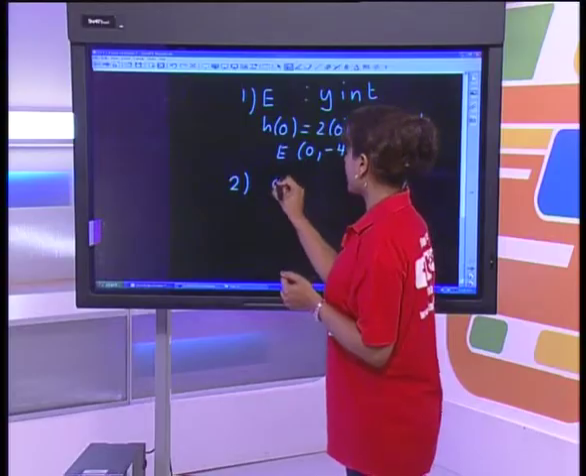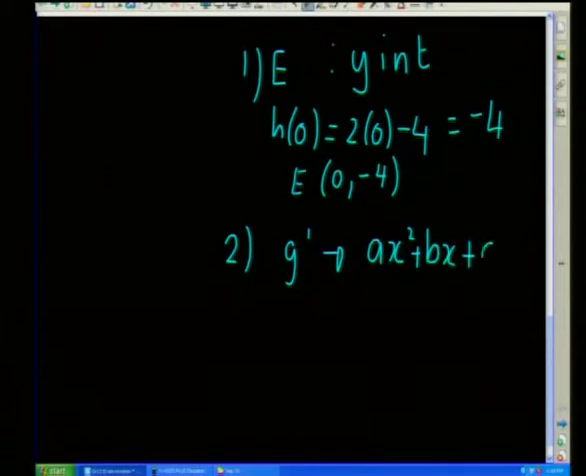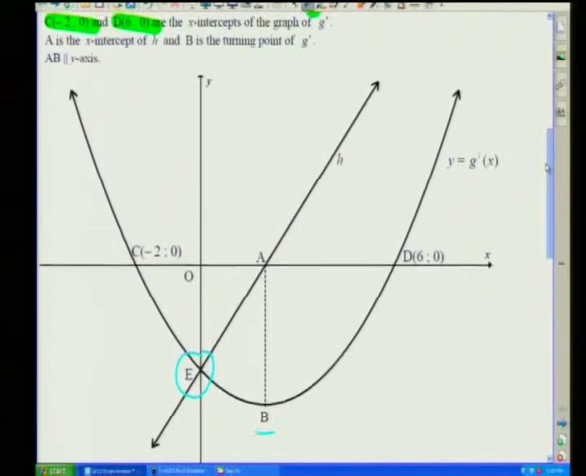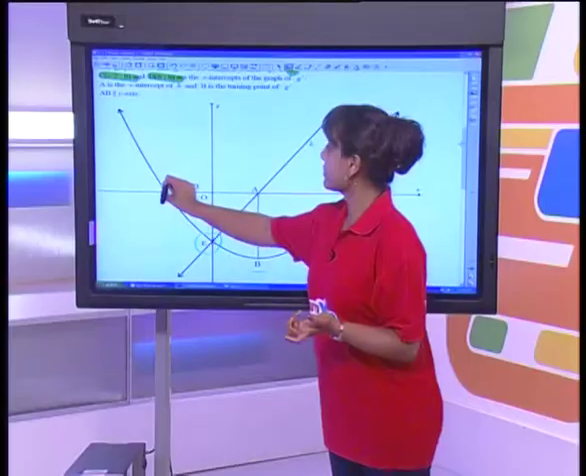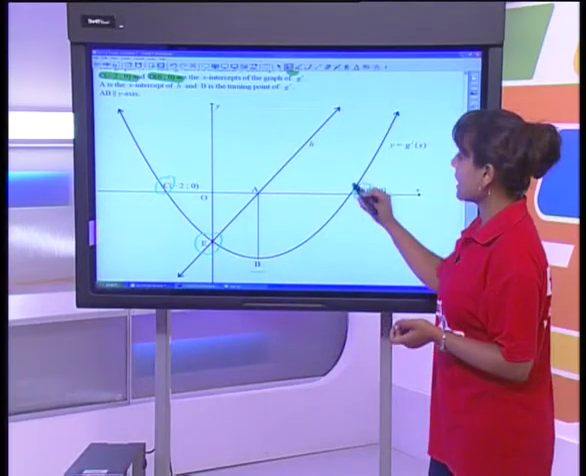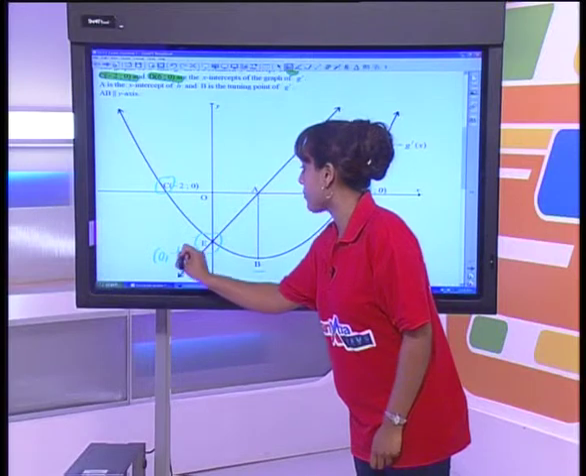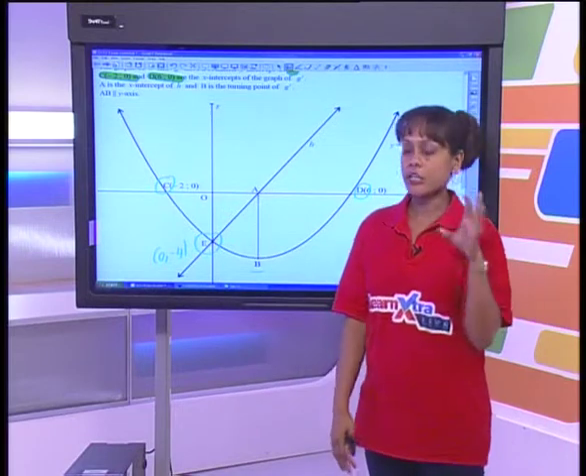And we are working out the equation of g prime, in the form ax squared plus bx plus c, and hopefully you all recognize that equation of a parabola. There's lots of different ways we could work it out. I'm going to use the one that you learned right in the beginning when you first learned how to work out equations of parabolas. We've got both the x-intercepts and we've got a point on the graph. Remember, we've just worked out that E is the point 0 and minus 4. So if I want to work out the defining equation of the parabola, I can use this formula.